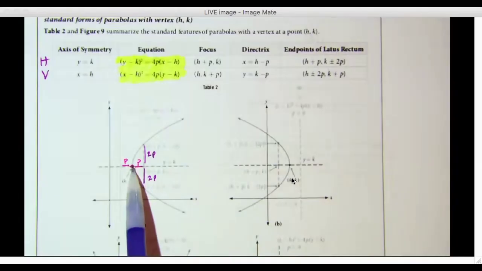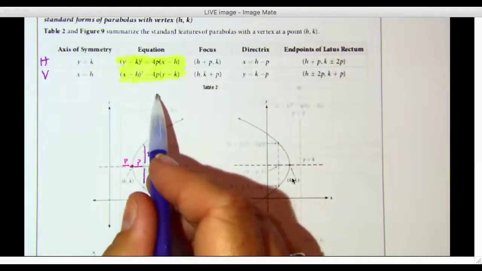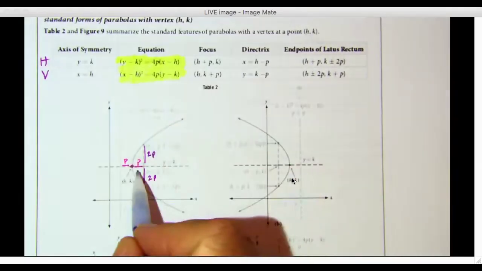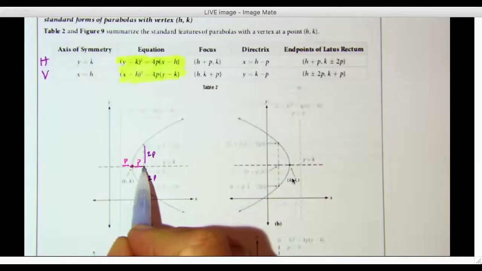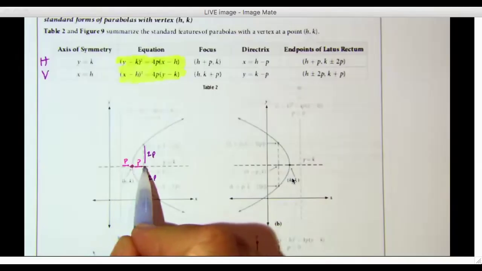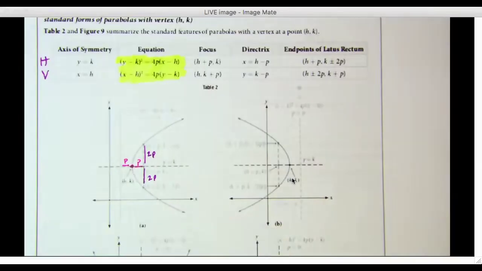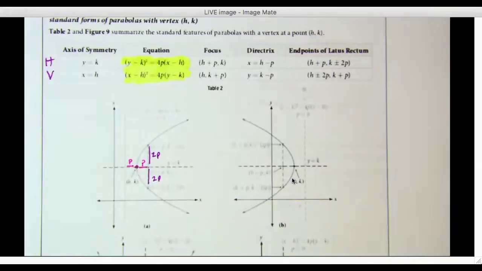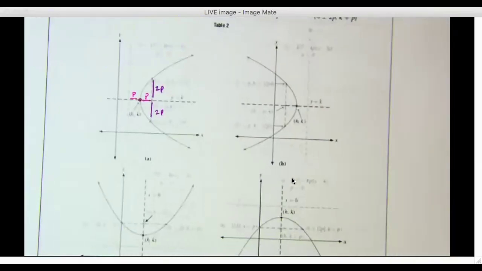So when we find our vertex, we have that point. And then once we use that 4p value and we find p is equal to 5 or something, our focus is inside the curve, 5 units, and then our directrix is 5 units behind the curve. And then out 2p in each direction gives us those 2 points, and then we can draw our curve. So let's get into doing some examples.